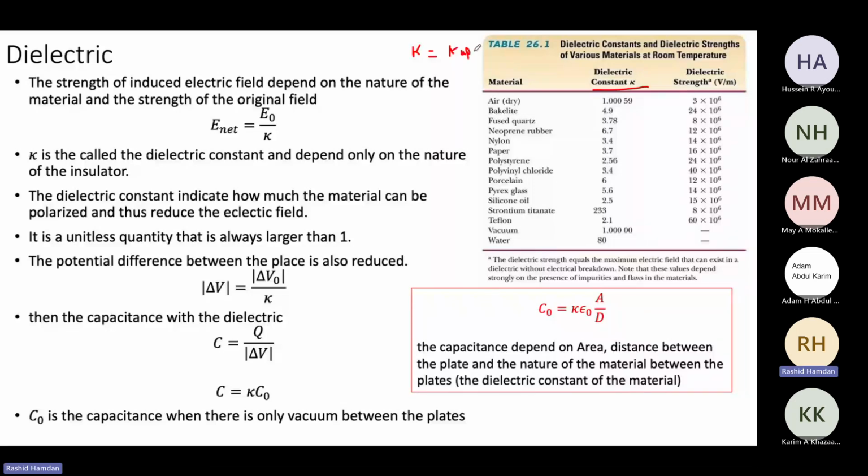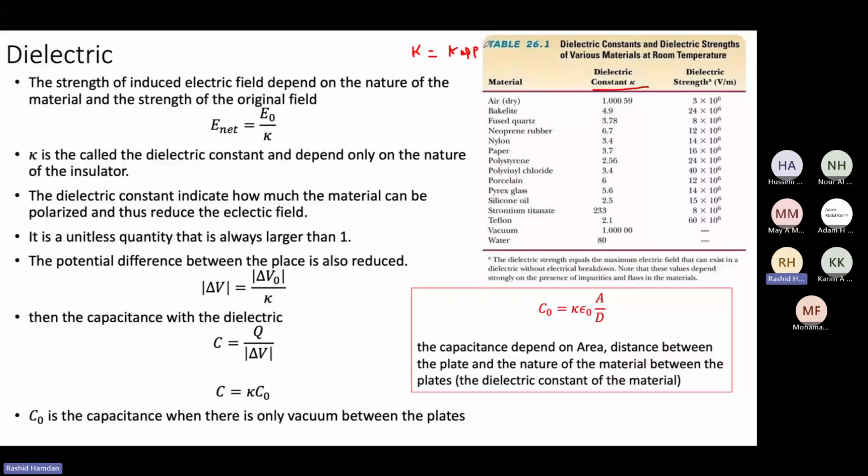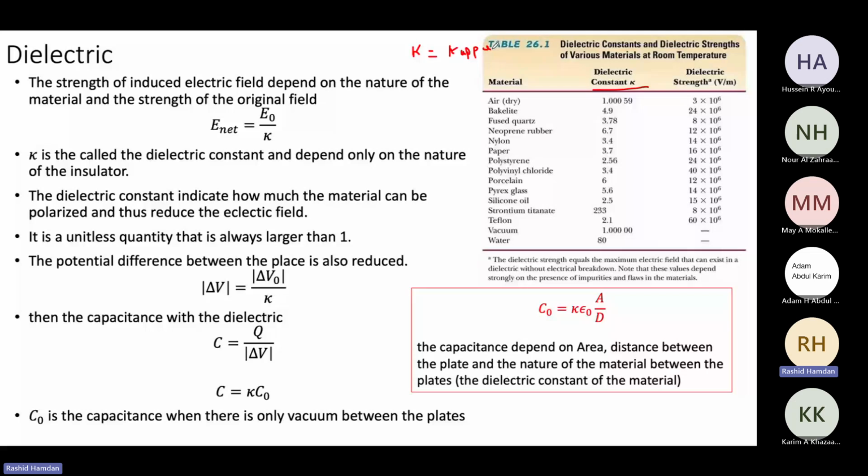So for each material, depending on how easily it can rotate with the field, it has a larger dielectric constant. For example, air, because there are actually not many molecules anyway. So you see it's actually almost one. So it doesn't affect the electric field. E net is almost equal to E 0. But when we go to, for example, paper, nylon, polystyrene, we have 3.7, 2.5, so a fairly moderate value.